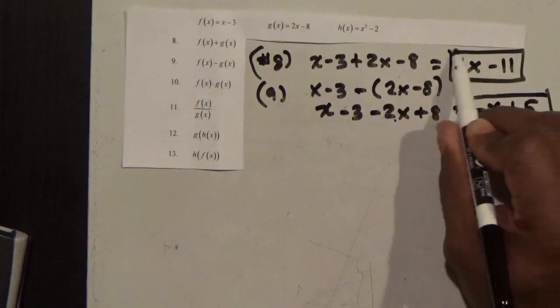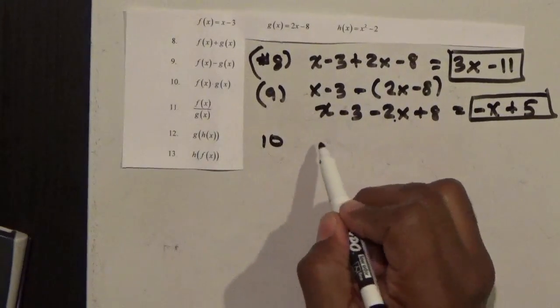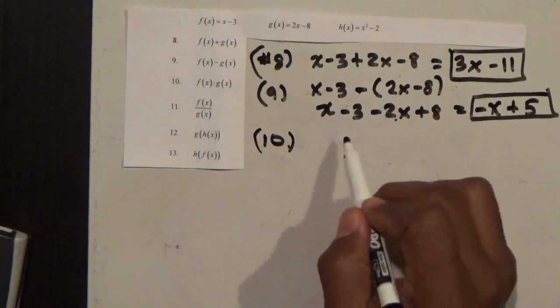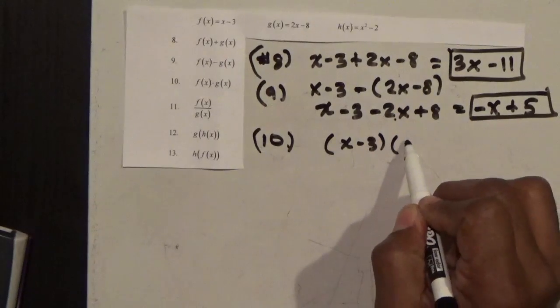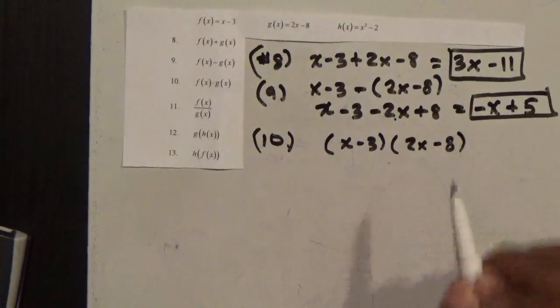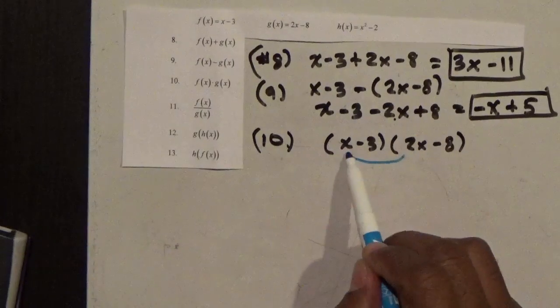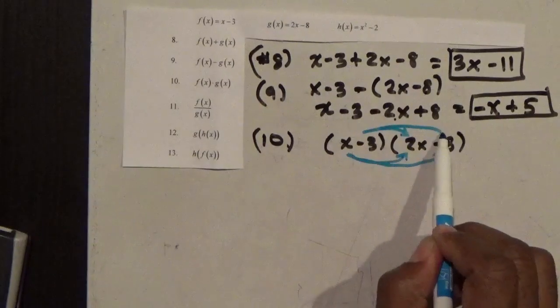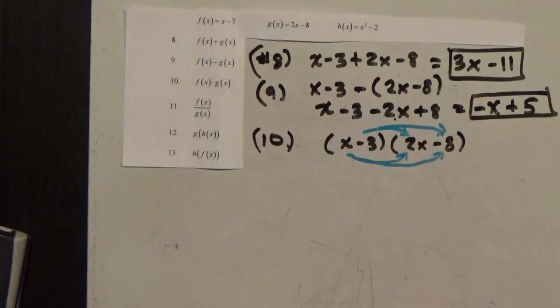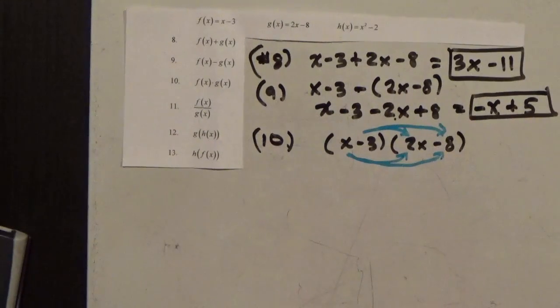All right, number 10. It's asking us to multiply the two. In order to do that correctly, we've got x minus 3 times 2x minus 8. So it looks like we're going to do some foiling. First, outer, inner, last. Some people say distributive, because you're distributing the x and you're also distributing the negative 3 into the second binomial. Regardless of which way you do it or say it, it's still foiling.